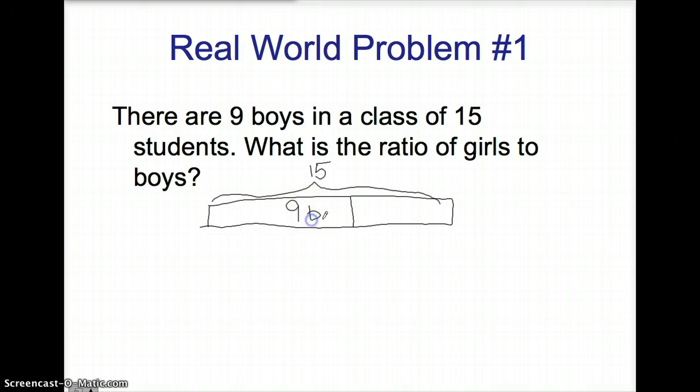So if 9 students are boys, we can figure out that 15 minus 9, and that's 6, so there are 6 girls. So the ratio of girls to boys is then 6 to 9. And we can write that 6 colon 9. You can write it 6 with the word to 9. Or we can write it as 6 over 9.